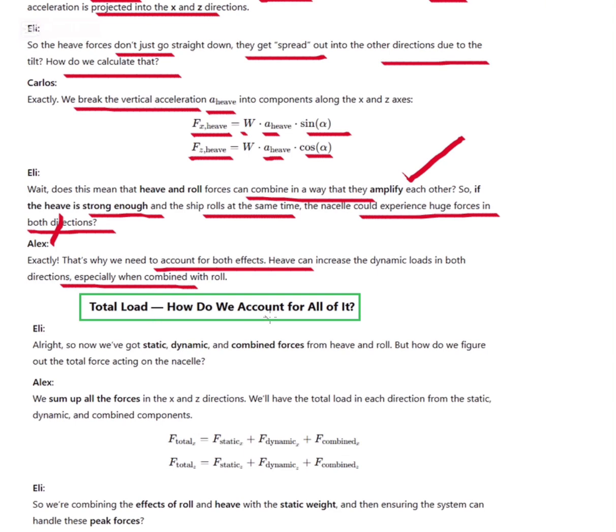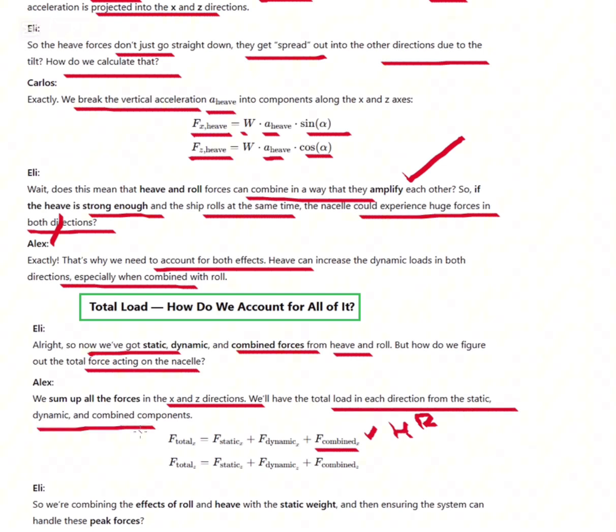So total load, how do we account for all of it? Now we have static, dynamic and combined forces from heave and roll. But how do we figure out the total force acting on the nacelle? The combined force is nothing but the force from heave and roll. So we sum up all the forces in the x direction and z direction, and we have the total load in each direction from static, dynamic and combined components.